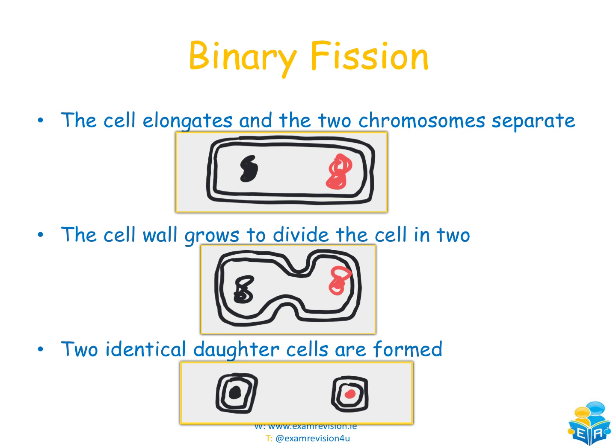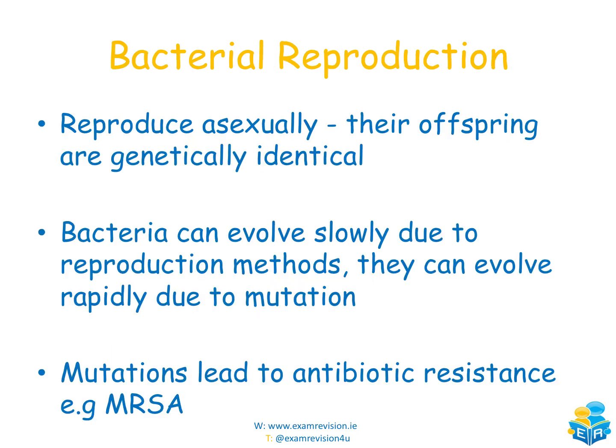Now this can happen really, really quickly, maybe even once every 20 minutes. So one bacteria is going to become two. Those two will become four in turn. So within the space of about 40 minutes, that one bacteria has become four. In turn, each one of those offspring will produce two. So four will become eight, eight will become 16, 16 will become 32, and so on. So it's constantly doubling, and bacterial numbers can rapidly increase. We'll see that later on when we look at the growth curve of bacteria.